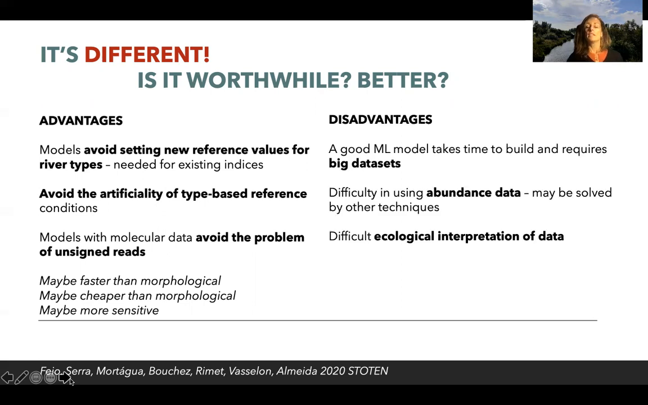On the other hand, the machine learning models take time to be built and they require big data sets. Our data set was not that big, but we were looking into a small area. So if we were looking into the whole country, we would really need a big data set to have good accuracies in the prediction of OTUs or taxa. We don't use abundance data here.